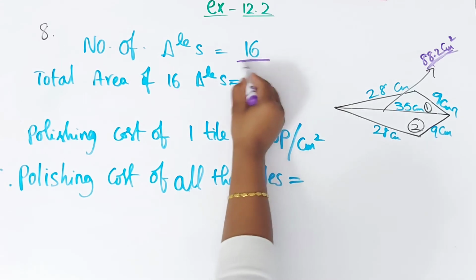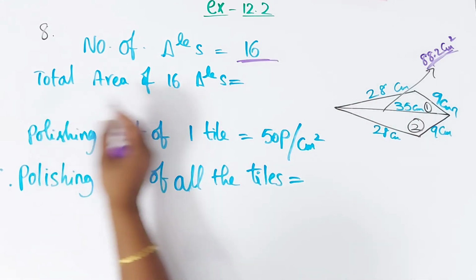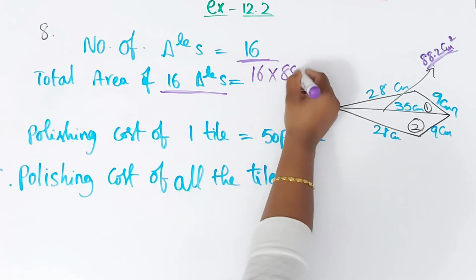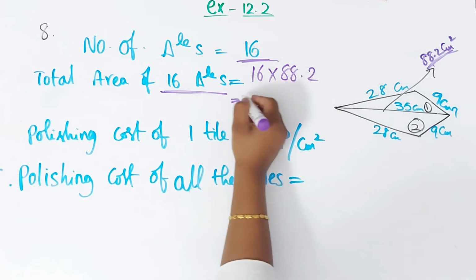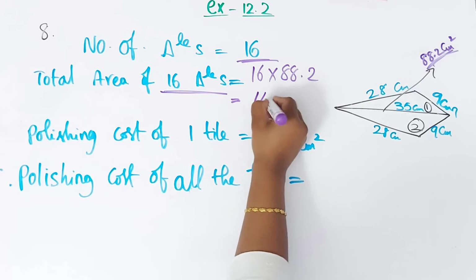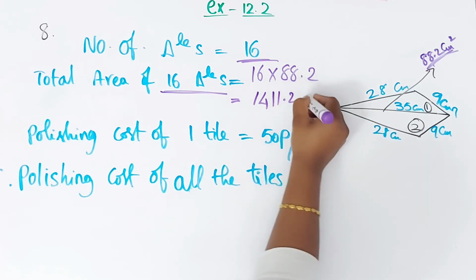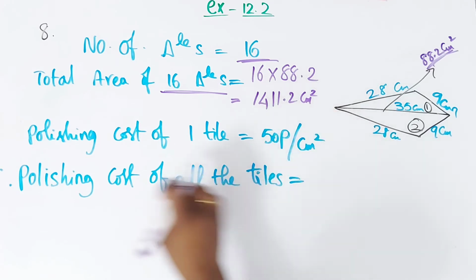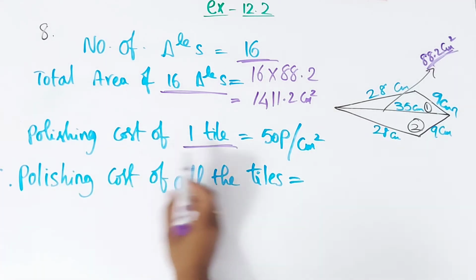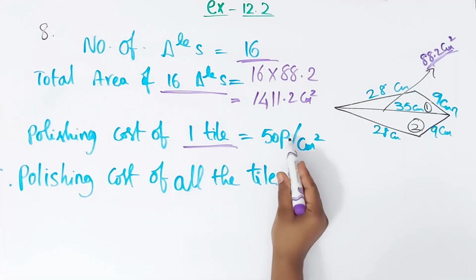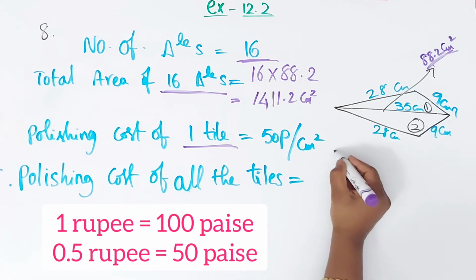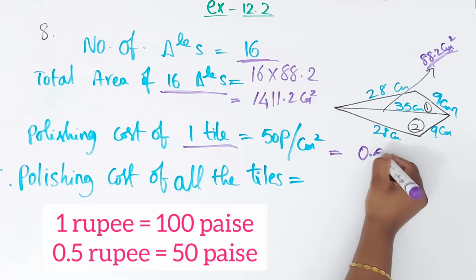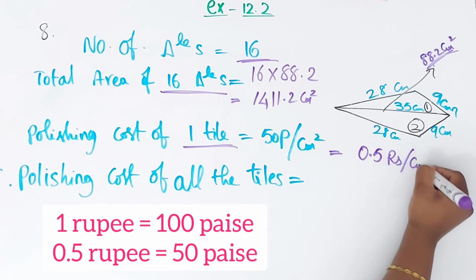We have 16 such triangles. That means total area of 16 triangles equals 16 into 88.2. That equals 1411.2 centimeter square, children. This is the total tiles area. Here polishing cost of one tile is given, children, that is 50 paise per centimeter square. That means if you change it in rupees, it will be 0.5 rupees per centimeter square.